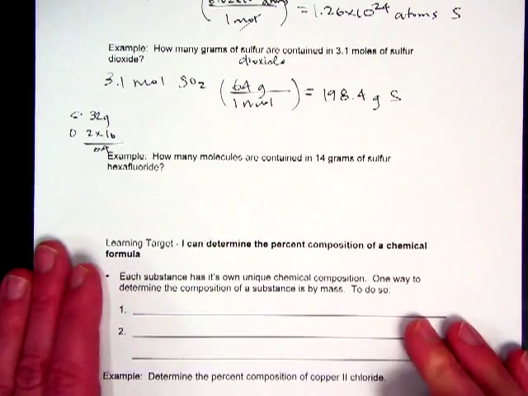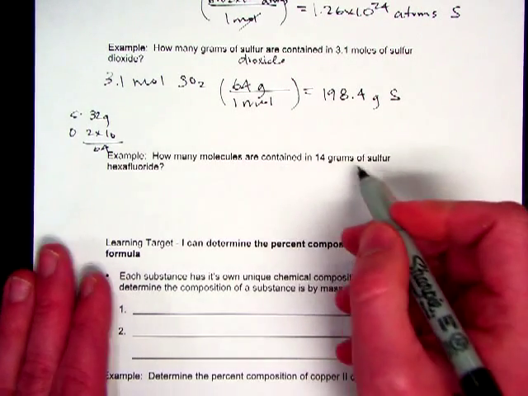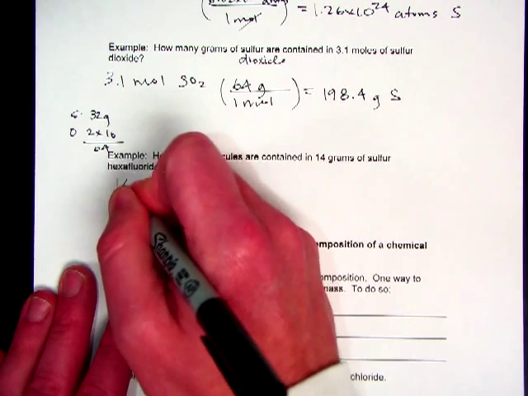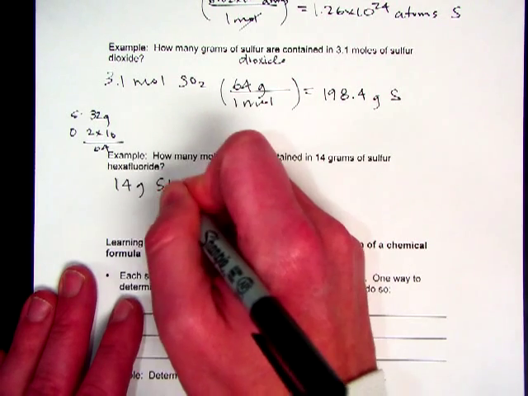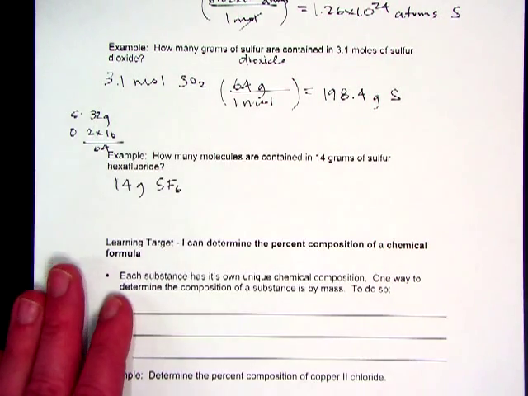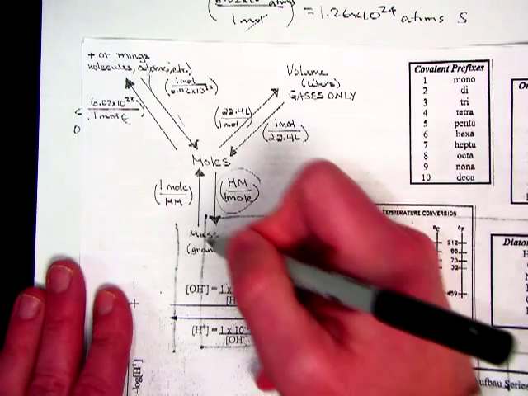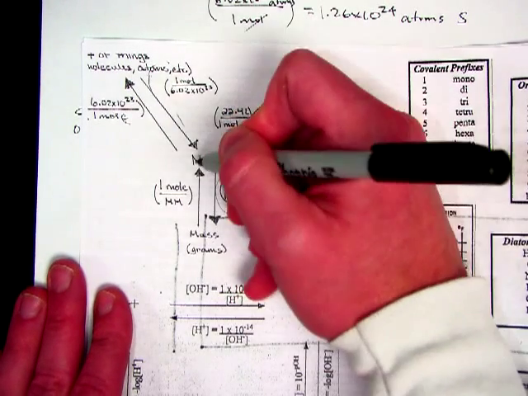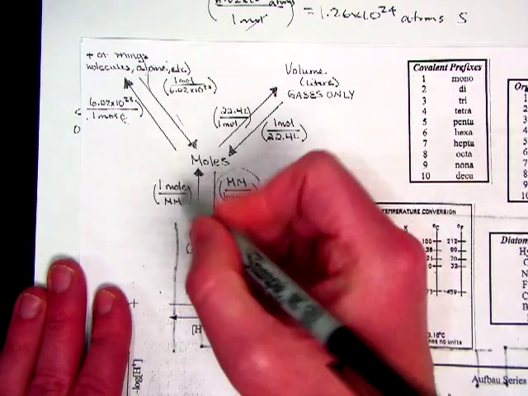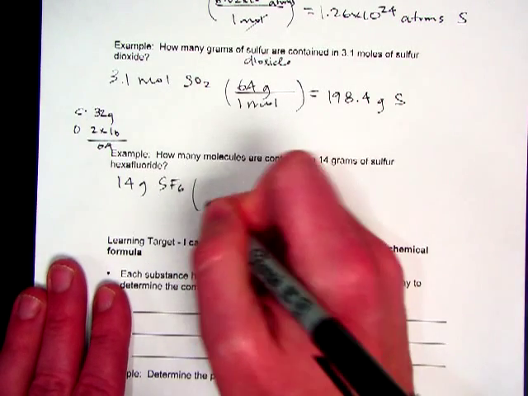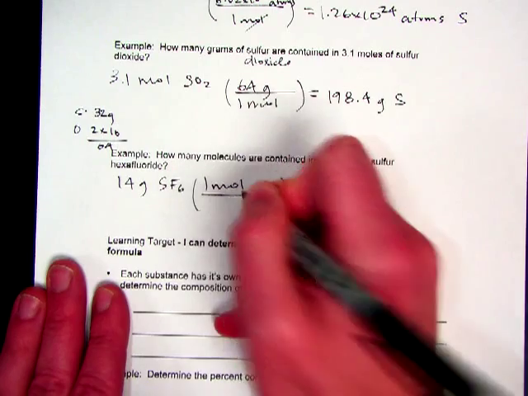Last one is how many molecules are contained in 14 grams of sulfur hexafluoride. Sulfur hexafluoride is SF6. You are at grams, and now you want to go all the way up to molecules. This happens to be a two-step problem. First you go from mass to moles, and then you go from moles to molecules. So the first one is 1 mole over the molar mass of SF6.